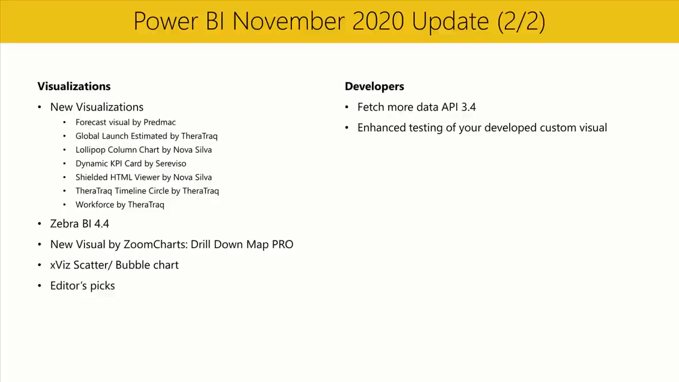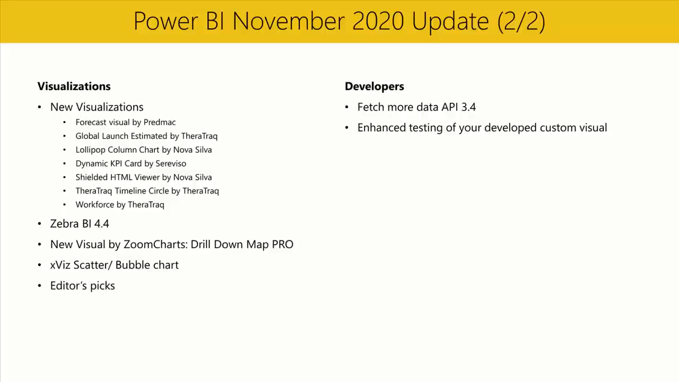In the Developers section, we're excited to announce the Fetch More Data API 3.4 release. The Fetch More Data API enables custom visuals to bypass the 30,000 row data limit when more data is needed. With the new 3.4 API release, we've extended the API's functionality to support a new approach to loading data chunks. In addition to the existing approach which aggregates all requested chunks, the API now also supports loading chunks incrementally. This new approach allows for more flexibility in the way additional data chunks are loaded into the visual.